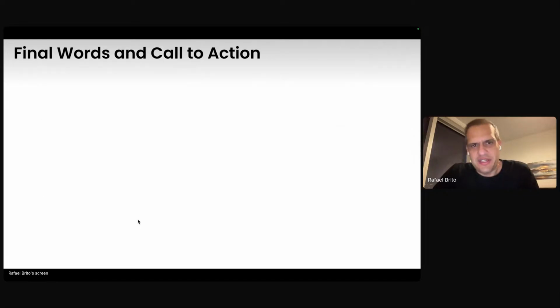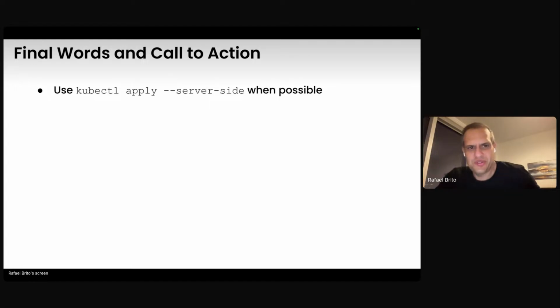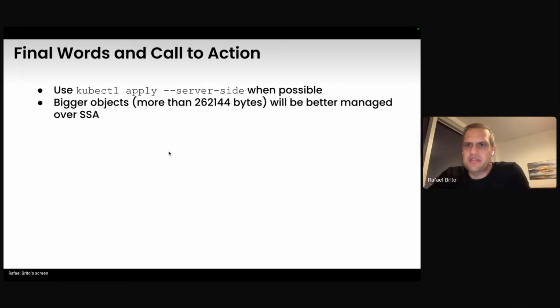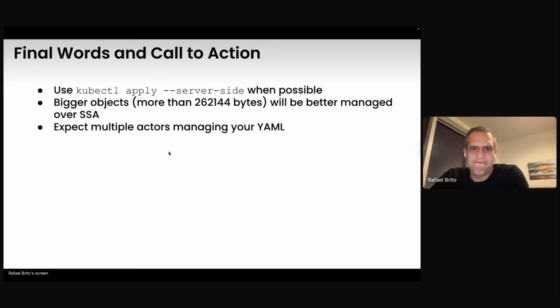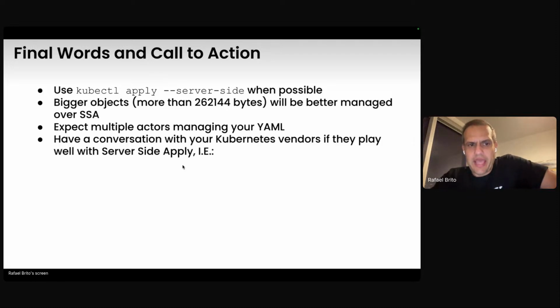Final words about this and call to action. Use kubectl apply --server-side when possible. You're going to have much better results when you create and update objects. Bigger objects you want to be managed over SSA. It's part of Kubernetes life: multiple actors managing your YAML. Have a conversation with your Kubernetes vendors. Engage them, test them, how sharp they are and how integrated they are with the ecosystem of server-side apply.